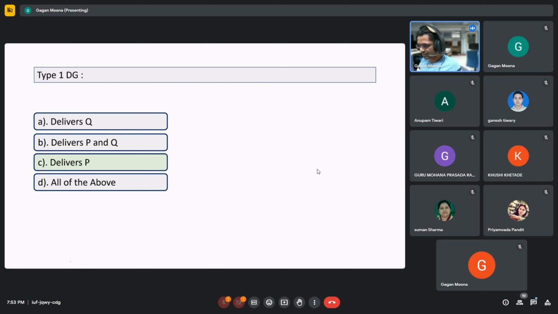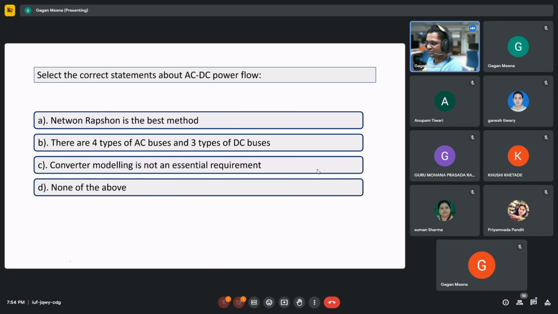I think this is the last question. Select the correct statement about AC/DC power flow. First, Newton-Raphson is the best method. Second, there are 4 types of AC buses and 3 types of DC buses. Third, converter modeling is not an essential requirement. Or none of the above. Which one? There are 3 types of AC buses and 2 types of DC buses. So D is the answer.